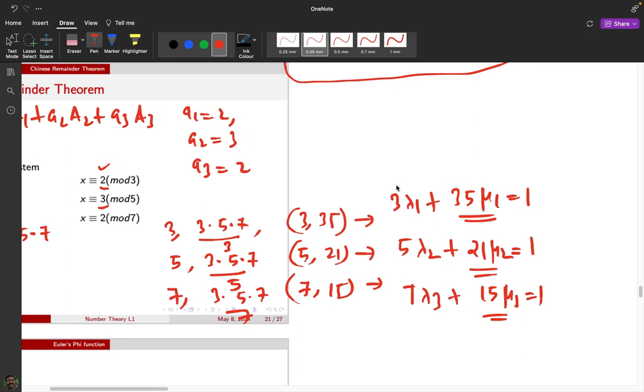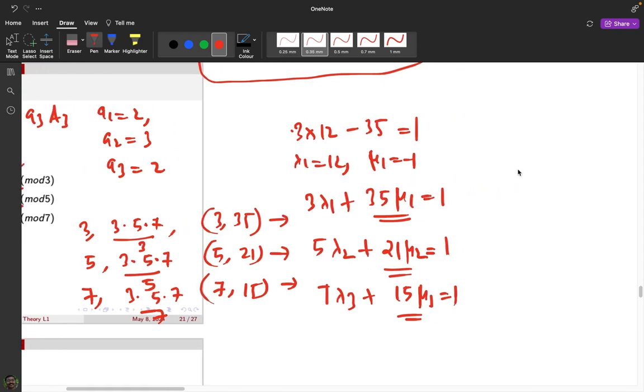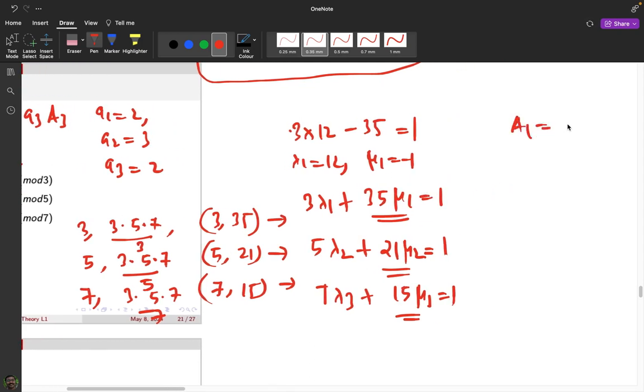So by trial and error, okay, 3 I am going to bring. So basically 3 into 12 is 36, minus 35 is equal to 1, right? So if I consider my lambda 1 is equal to 12 and mu 1 is equal to minus 1, I will be getting 3 into 12 minus 35 is equal to 1. So my mu 1 is minus 1. So my A1 is actually equal to minus 35.